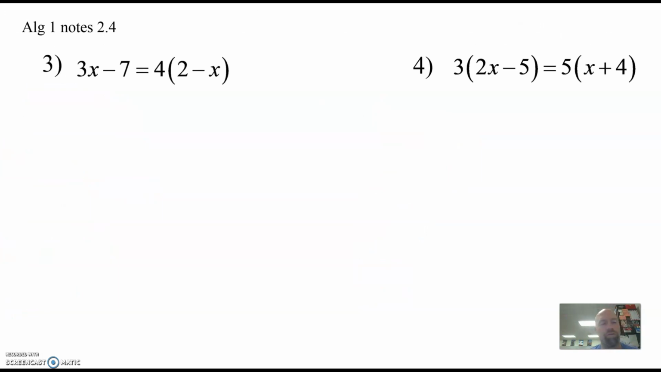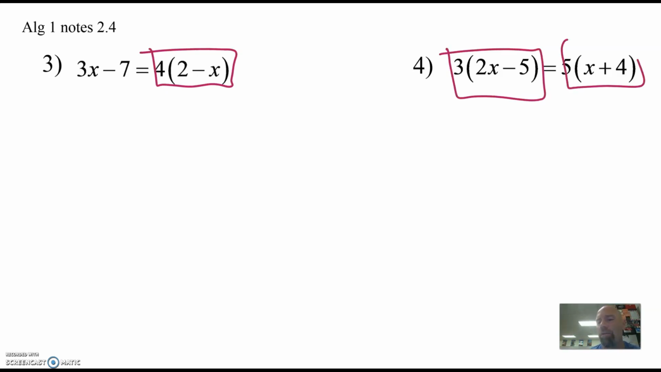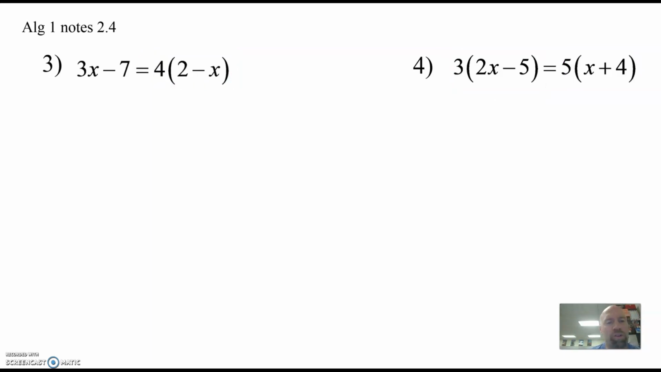Okay, moving on to 3 and 4. These look a little bit different, and we're going to notice right off the bat that we've got some distribution that's going to occur here. Not a big deal. When you see these parentheses with nothing in between, you should know there's an invisible multiplication sign there. That triggers us to say, okay, I'm going to multiply that 4 with both of the terms inside of there. So let's go ahead and copy down this left-hand side of the equation.